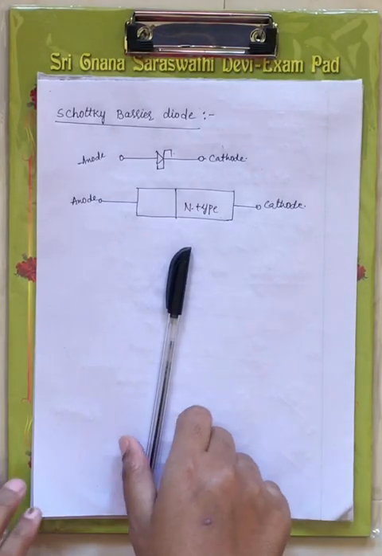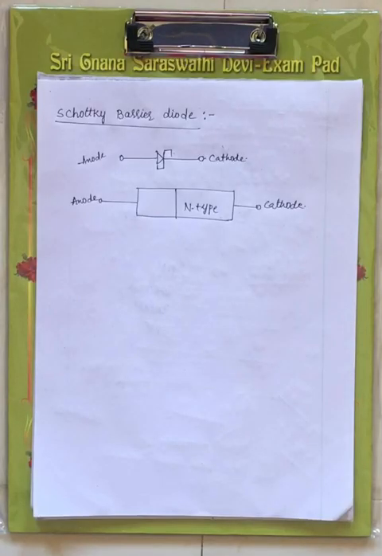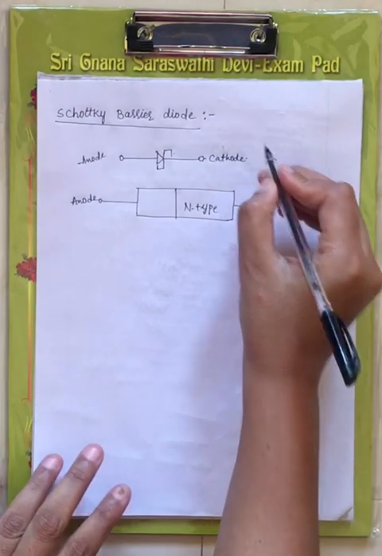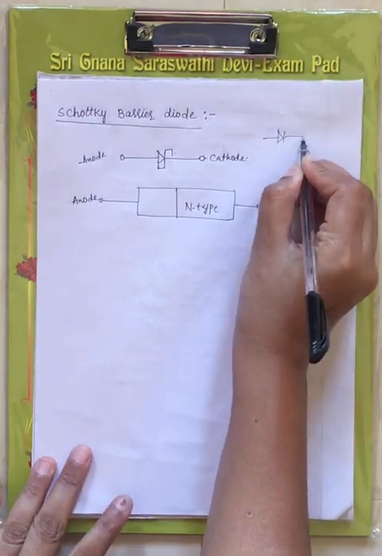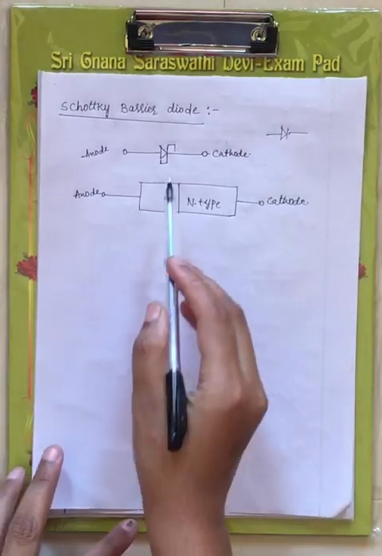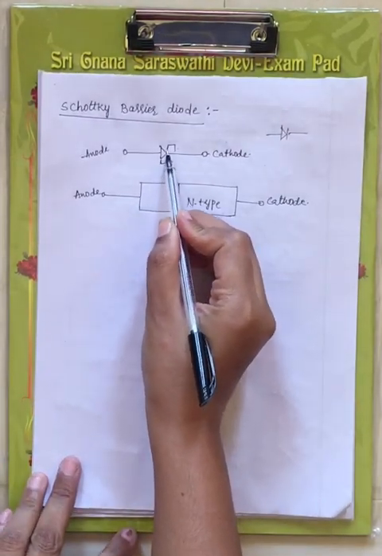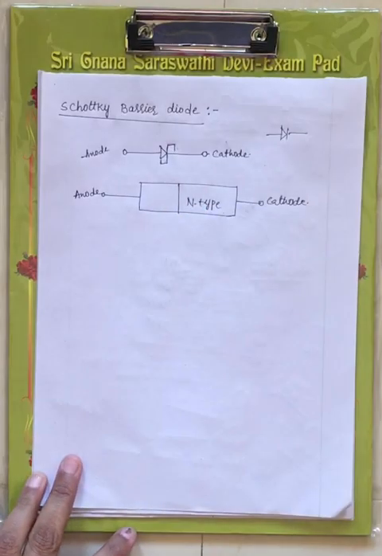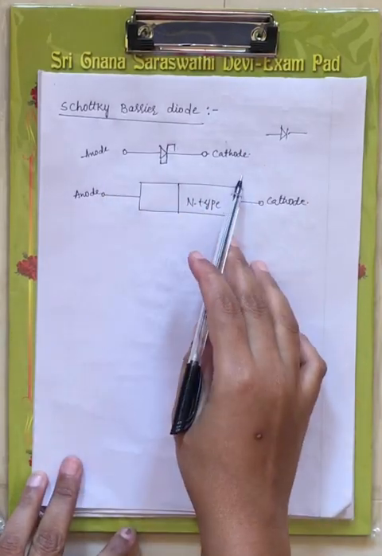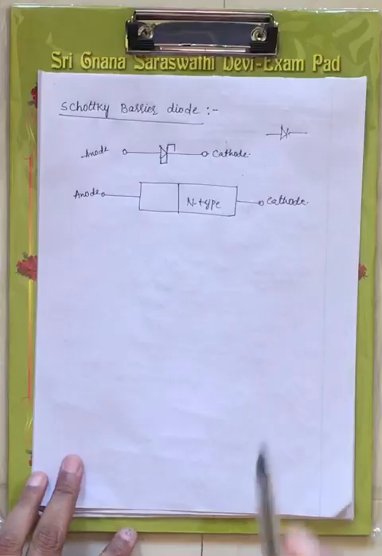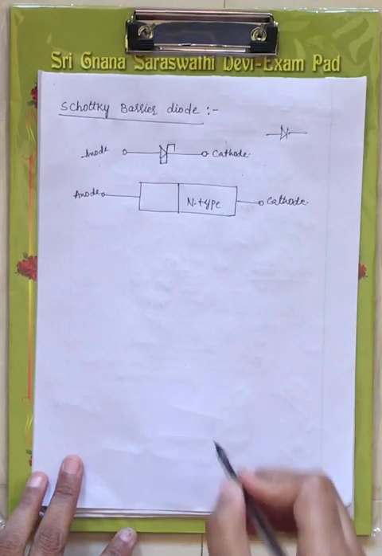Now coming to its structure. You know the structure of a normal PN junction diode. This is the structure of a normal PN junction diode, and this is the structure of your Schottky barrier diode. Here you will have the anode followed by the cathode.